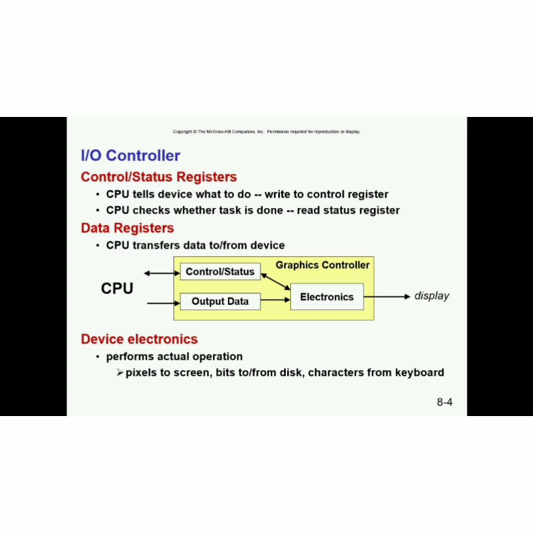The CPU transfers data to and from the device, as we can see in the diagram of the graphic controller here. And next, the device electronics perform the actual operation, for example, pixels to screen, bits to and from disk, and characters from keyboard.